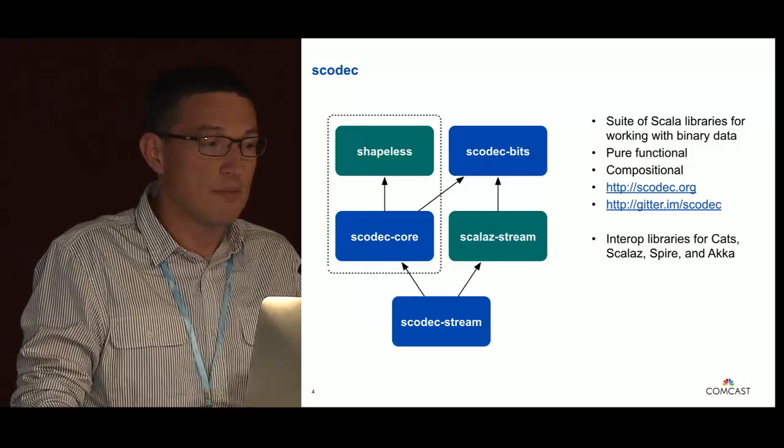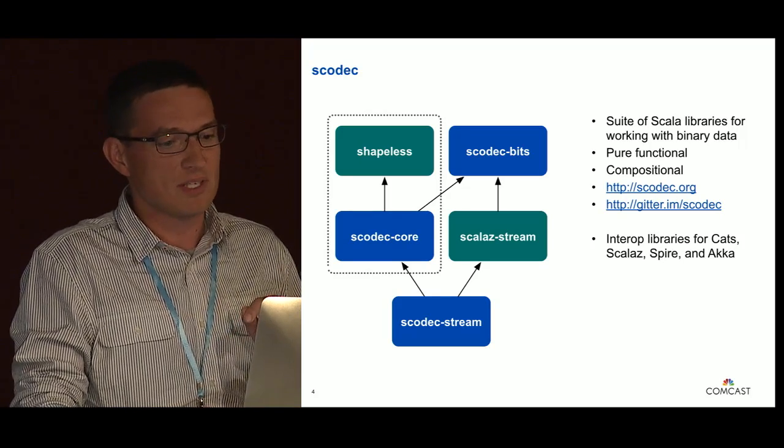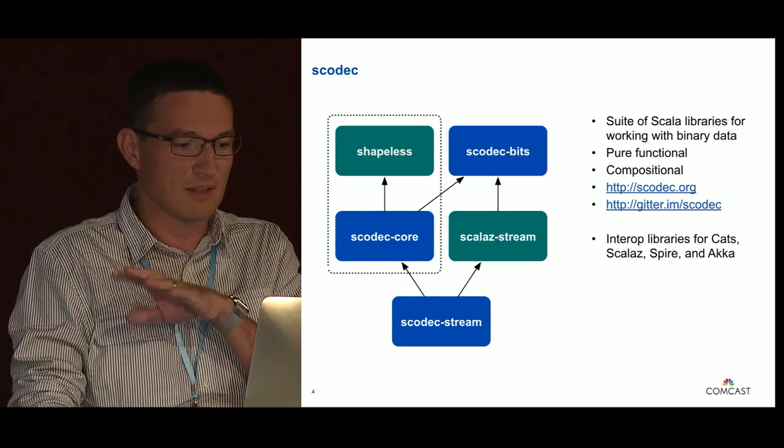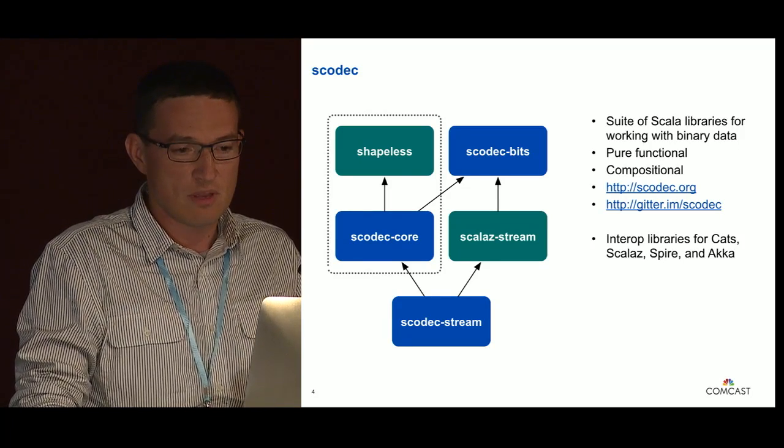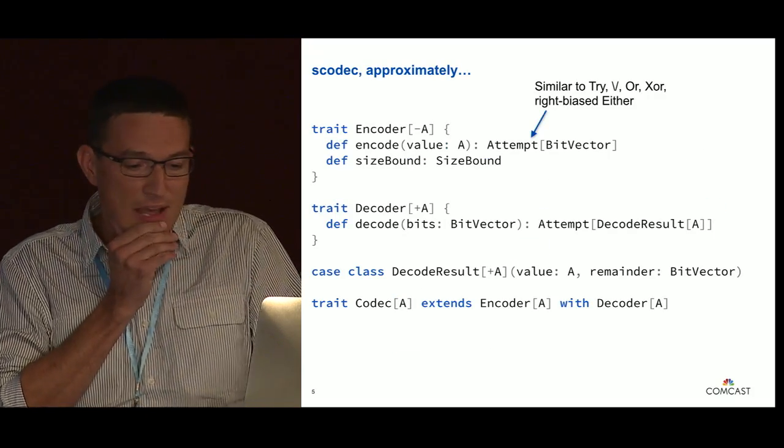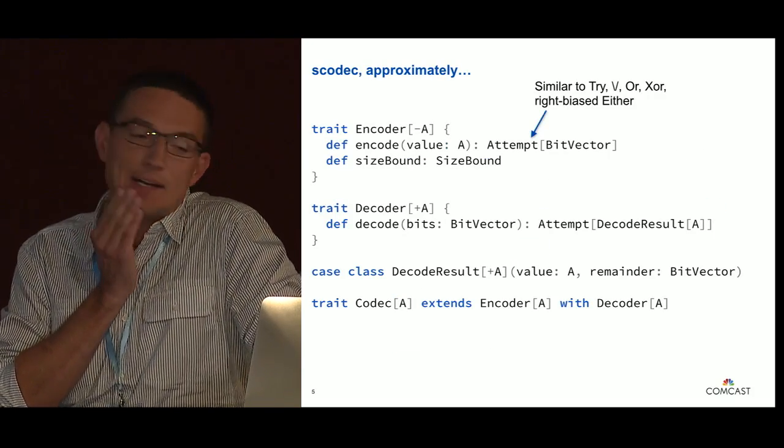There is a project called Scodec Stream that builds on Scala Z-Stream, soon to be FS2. I'm not going to look at that at all today, but if you need to work with infinite structures or very large binary structures, things that you don't want to do on heap, we do have an answer for that. There's also interop with a lot of different libraries in the ecosystem, so CATS interop, Scala Z interop, and so forth.